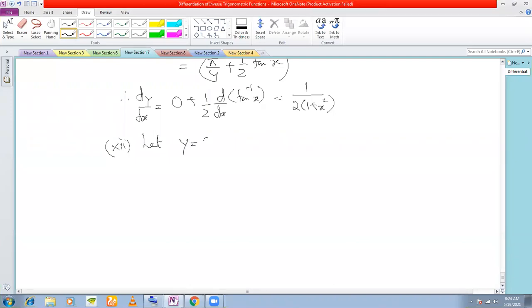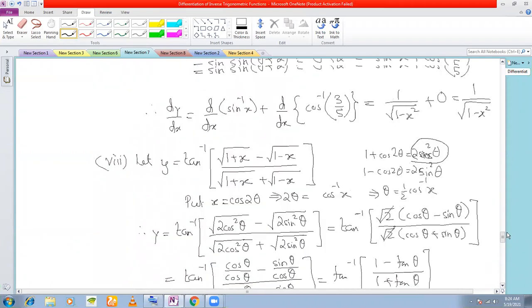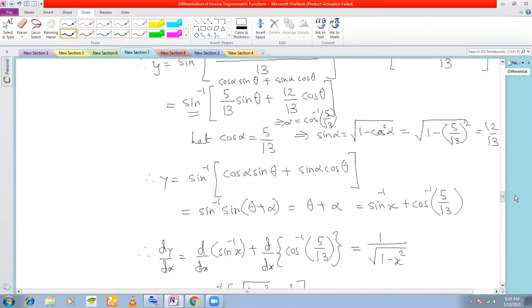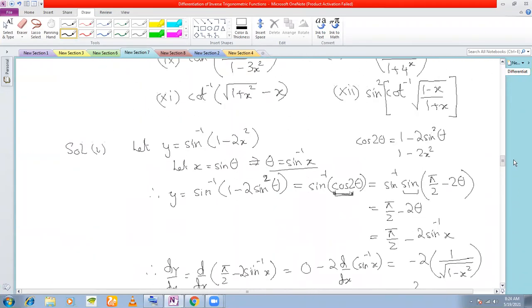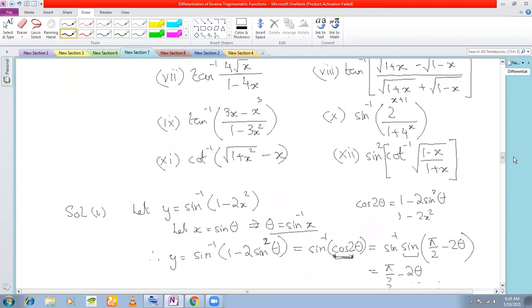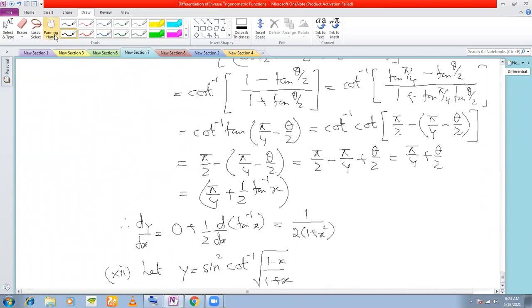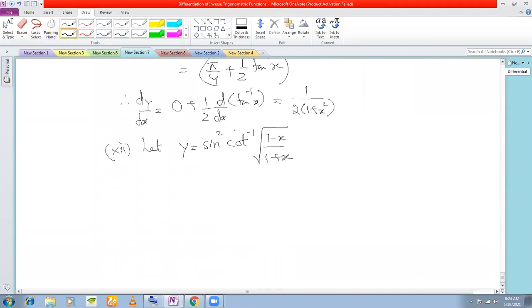y is equal to sine square cot inverse root of (1 minus x) by (1 plus x). That is the question. Okay. Now, what should I substitute here?